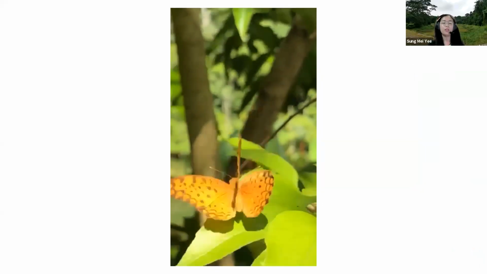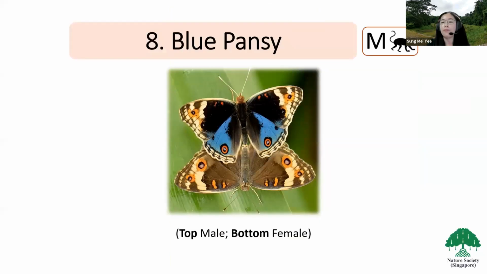Other brush-footed butterflies that we have include the pansies. I will go through about three pansies. Pansies are butterflies that are known to have eye spots. Their eye spots can be found in different sizes, different colors, different numbers, as well as on different positions of the butterflies. This is how eye spots, or patterns, are important for us to tell different species of butterflies apart.